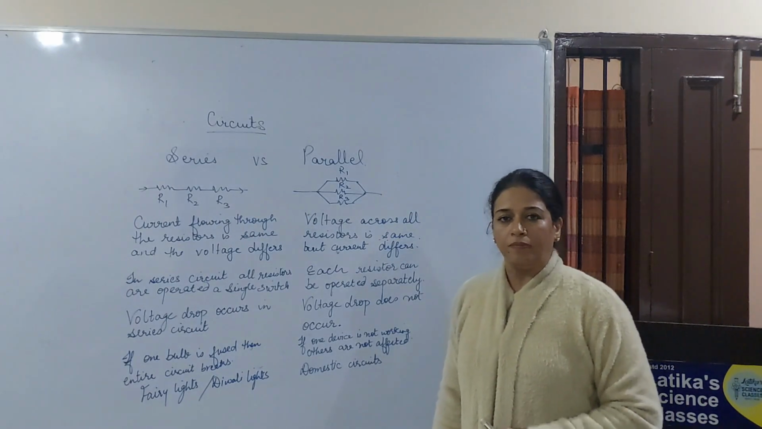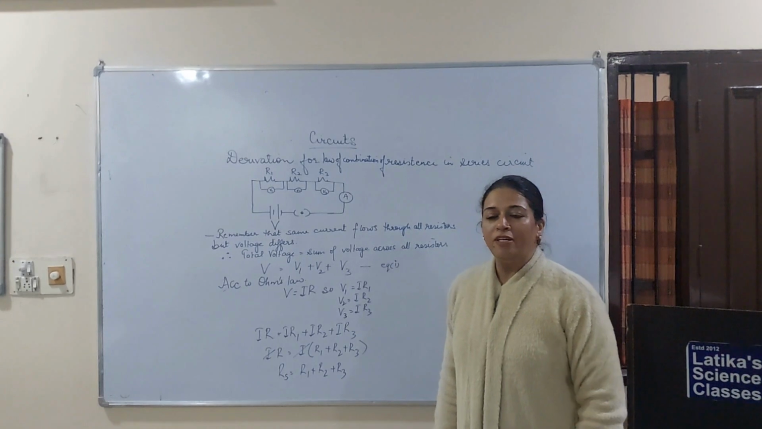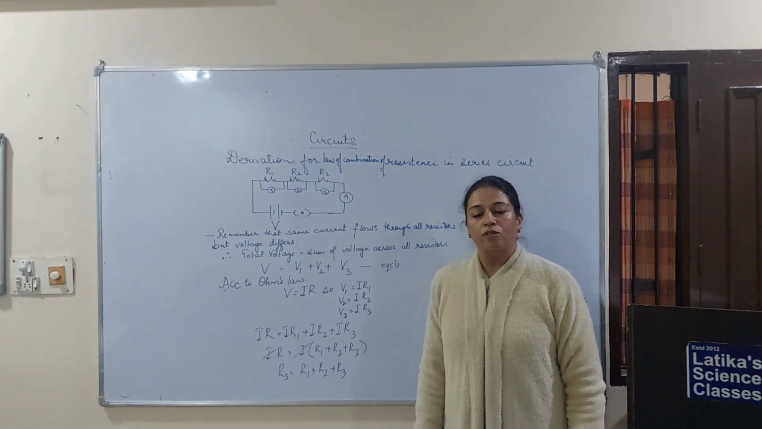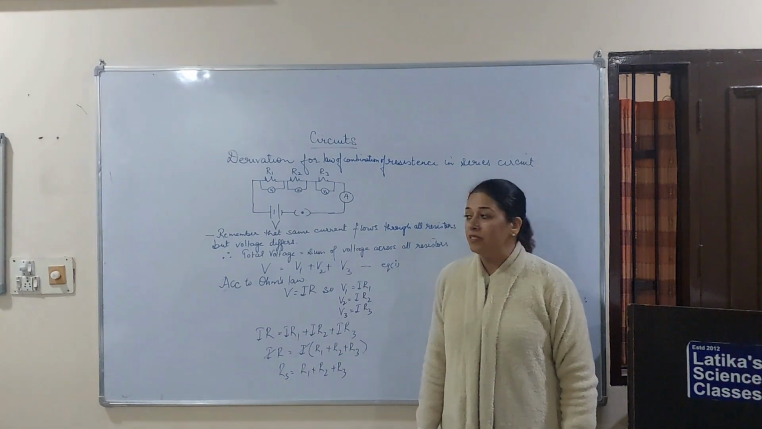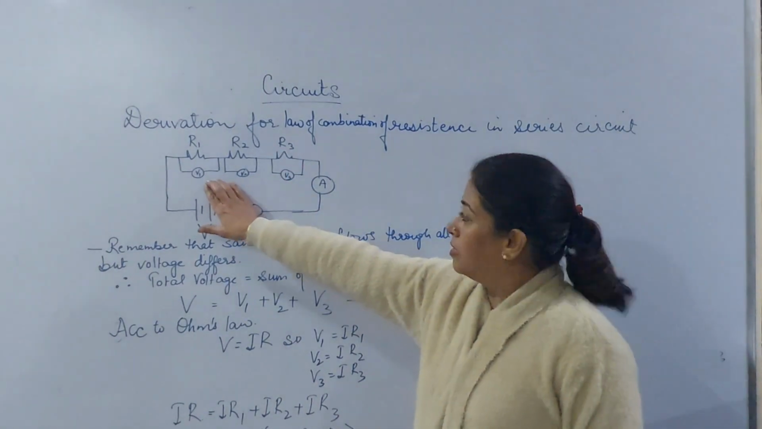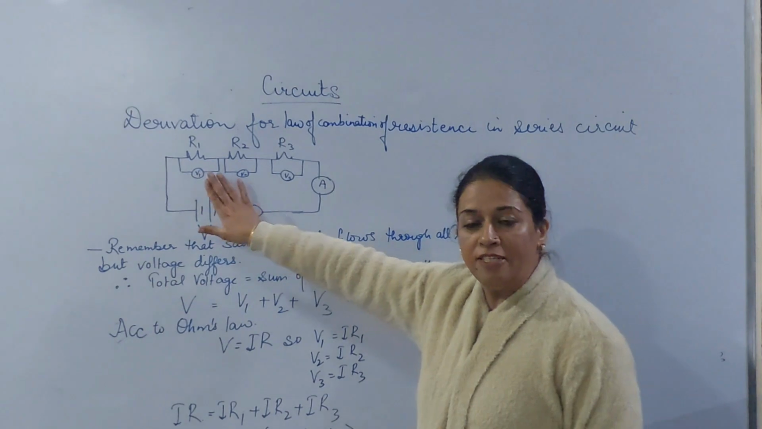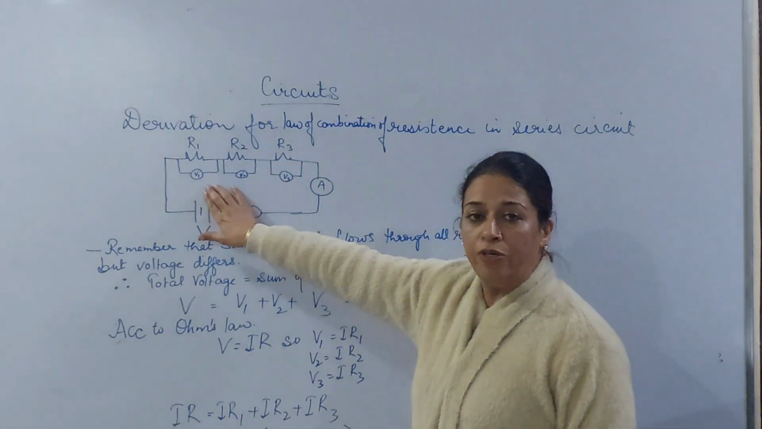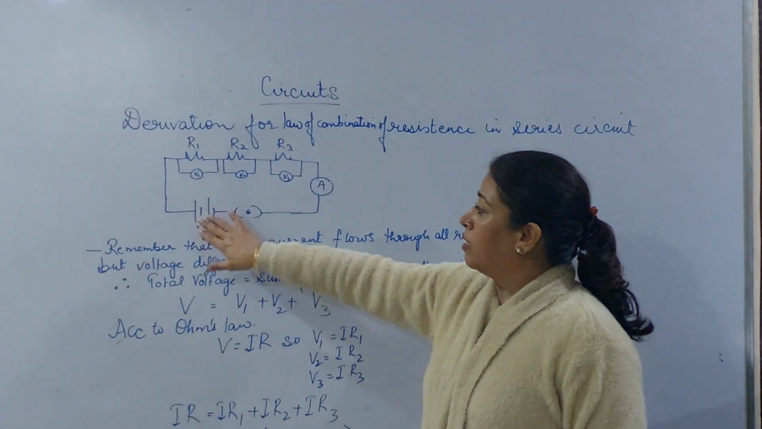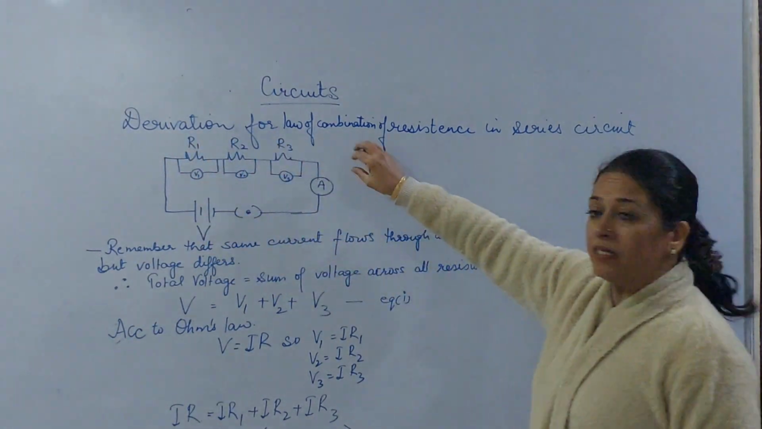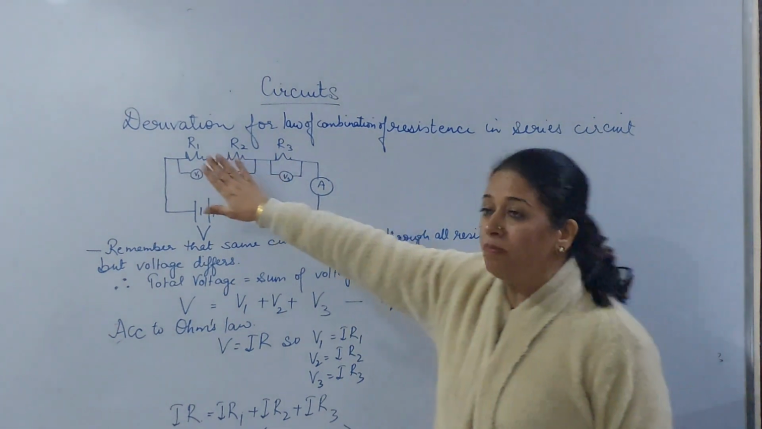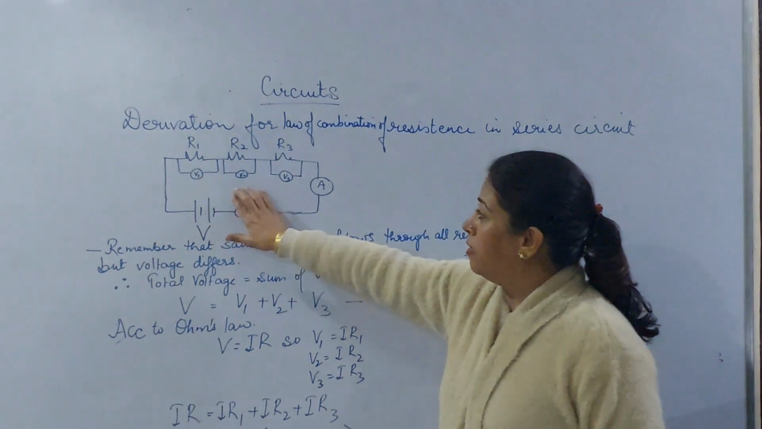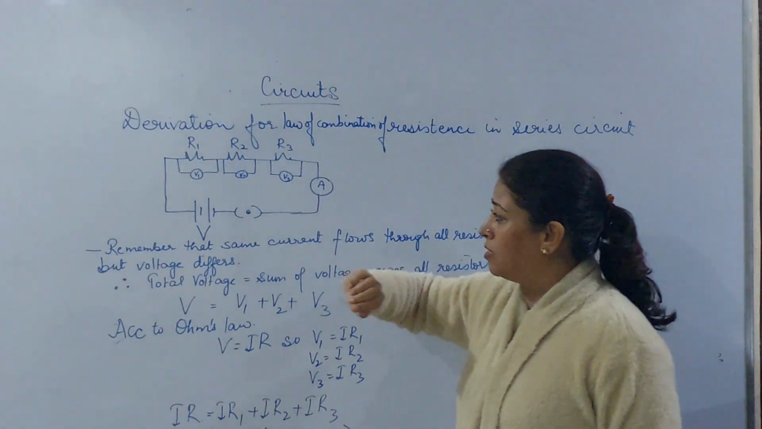So, we are going to learn about the derivation for the law of combination of resistances in series. Take a look at the circuit diagram. We have three resistances in series with one another. And I've already told you that the current flowing through all the resistors is the same because they are placed one after the other. But the voltage will be different across each resistor.